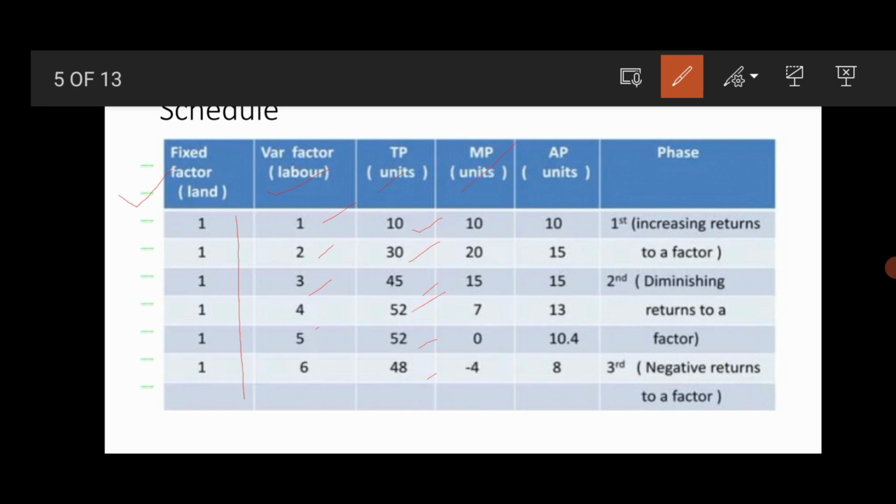Now, how do you get marginal product? MP is TP of n minus TP of n minus 1. First, 30 minus 10 gives 20, which you write. Initially you write 10 as it is. Then 45 minus 30 gives 15, which you write here. Then 52 minus 45 gives 7. 52 minus 52 is 0. And 48 minus 52 gives minus 4, which you write.